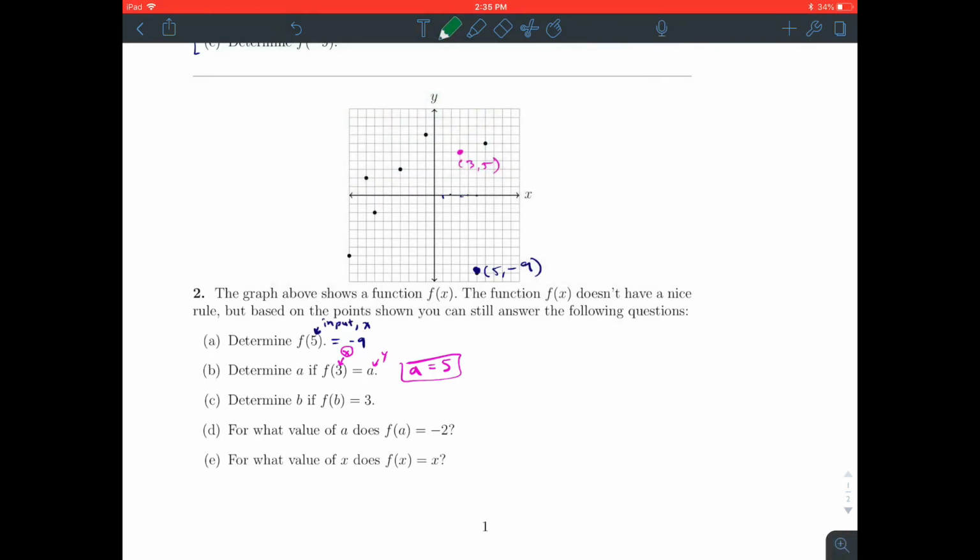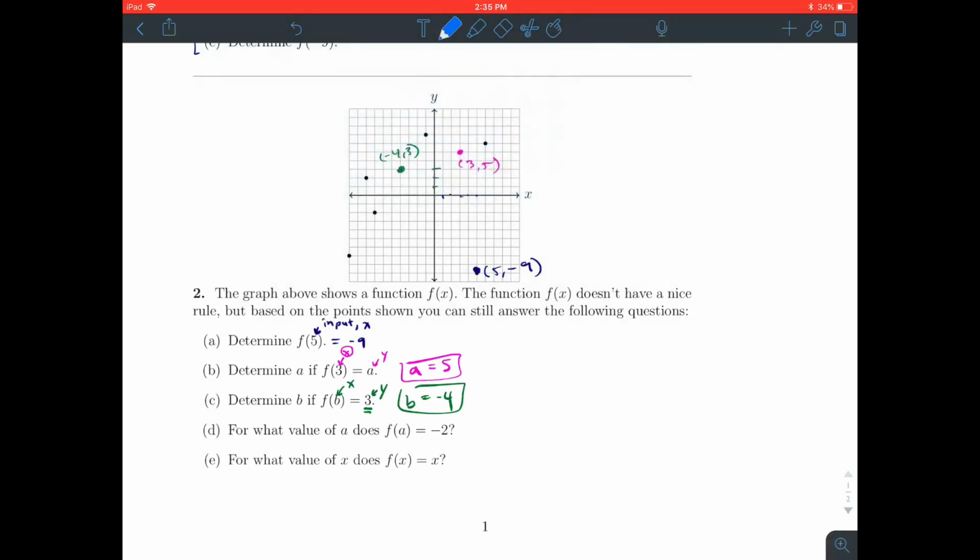Changing colors again. So determine B if f of B equals 3. I feel like this is my favorite question where I switch the old input to becoming the output now. So because 3 is the output now, 3 is going to be the y value, B will be the x value. So since we know 3 is the y value, we go to 3 on the y-axis, and then we try to figure out which point has a 3 for y. It looks like it's this one. So the coordinates of this point are (-4, 3). So in order to get an output of 3, B has to be -4.